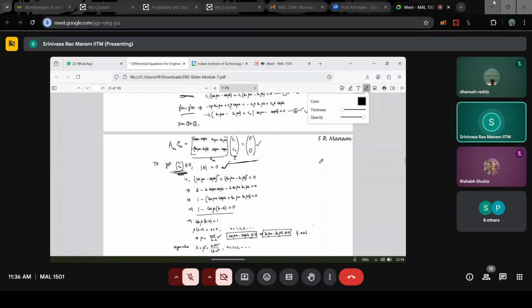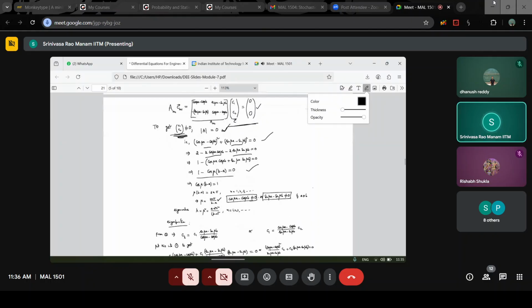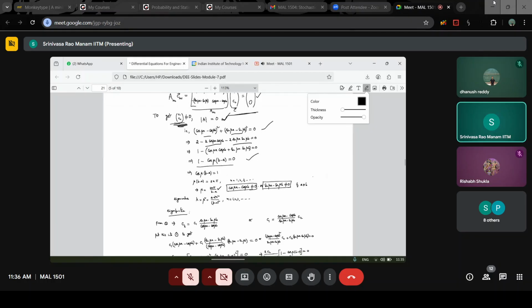This determinant being 0 will give me cos mu a, and so on. This is what you will get: cos square plus sin square of mu a is one, similarly cos square mu b plus sin square mu b is another one. So that makes it 2, minus those 2ab terms. So finally, what you are seeing is 1 minus cos of mu into (b minus a) equals 0. Determinant equal to 0, right?